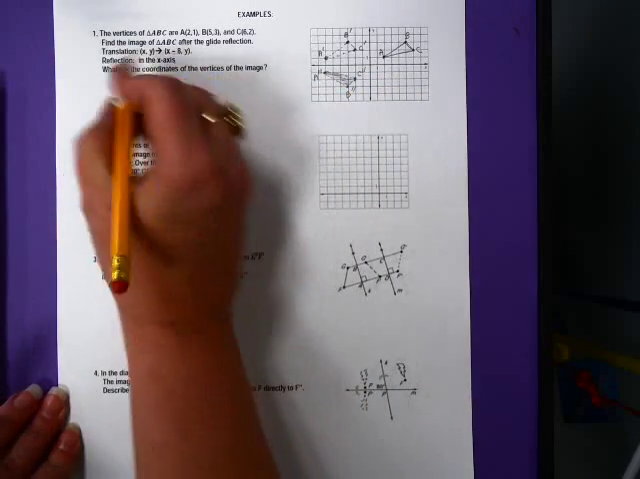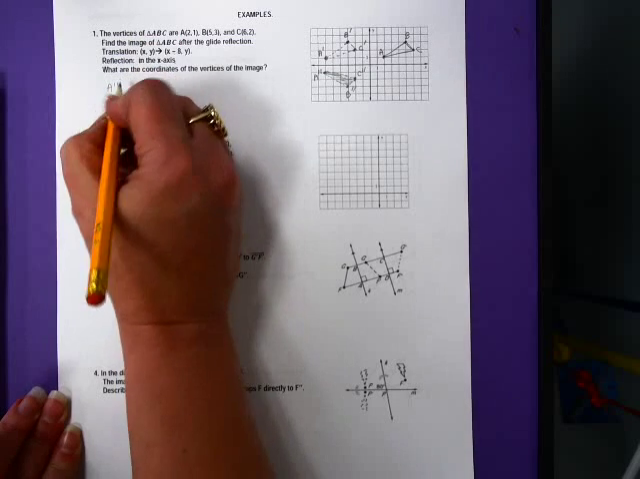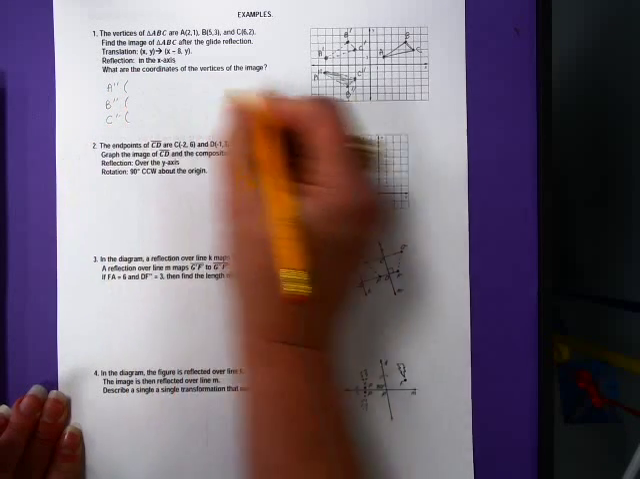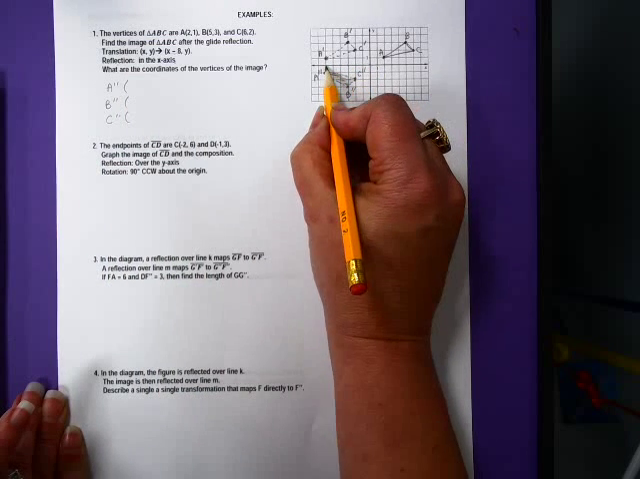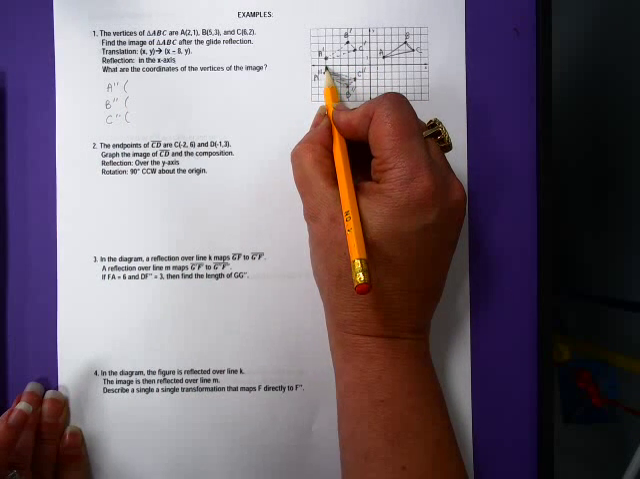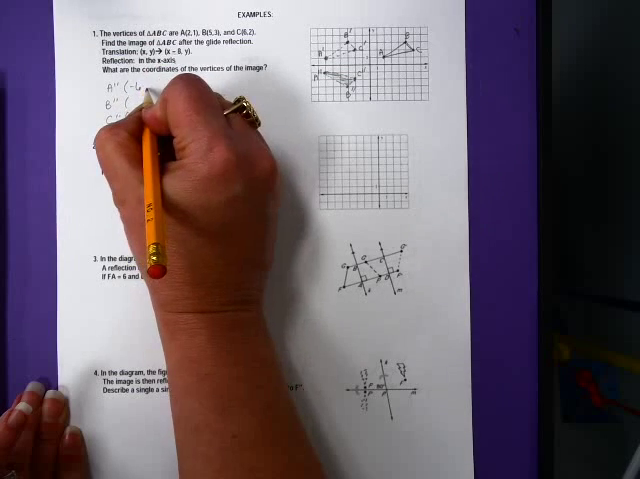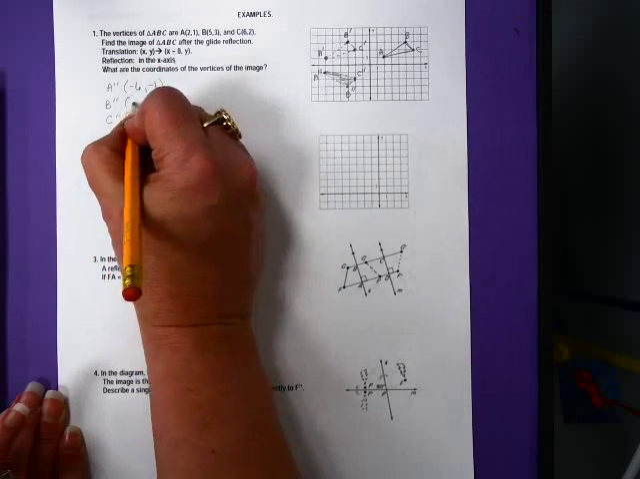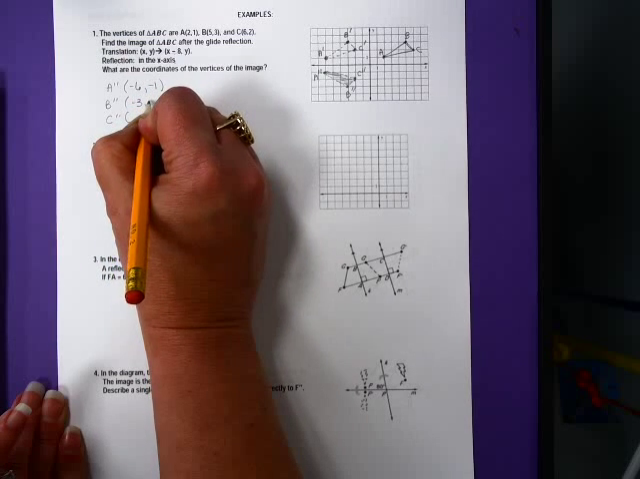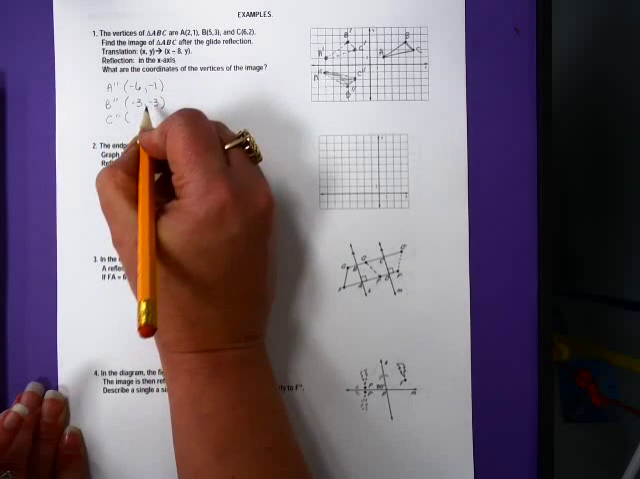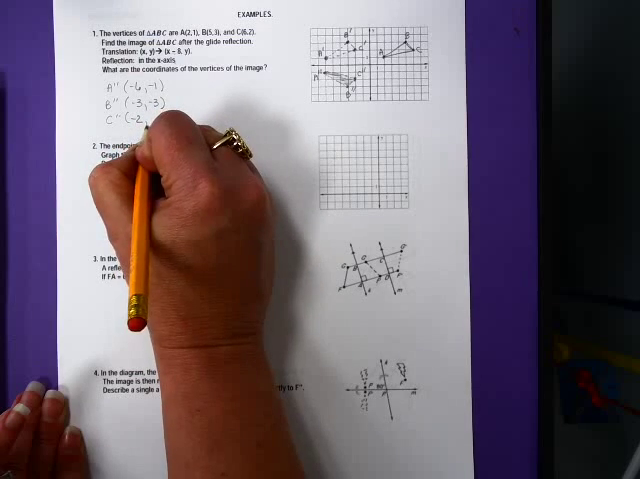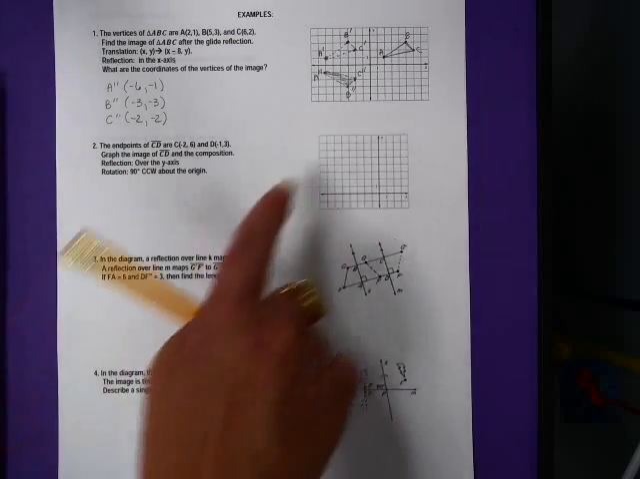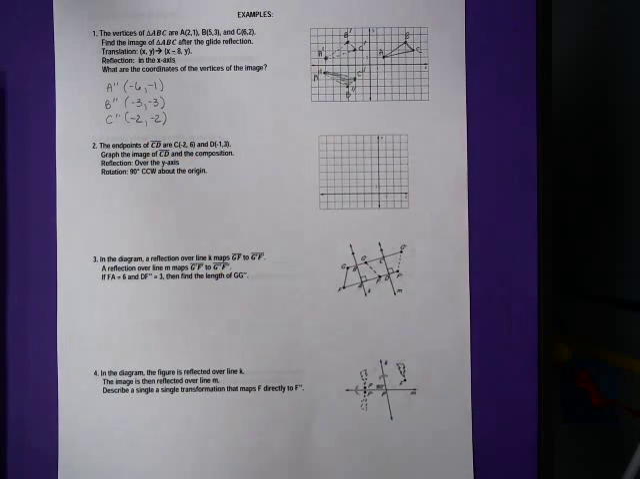So it says list the coordinates. So A double prime is what I want to list, B double prime and C double prime. A double prime is at -6, -1. B double prime is at -3, -3. And C double prime is at -2, -2. Alright, and so that's how you do a glide reflection.